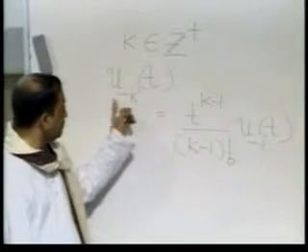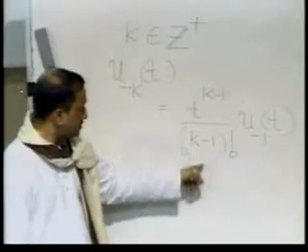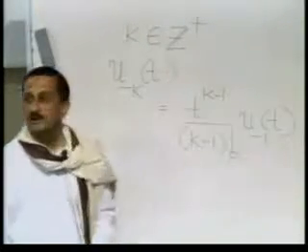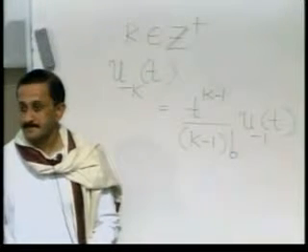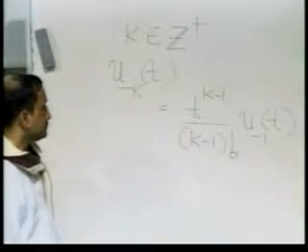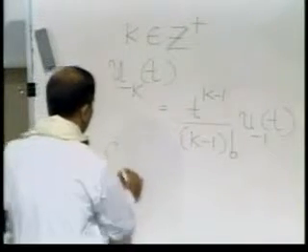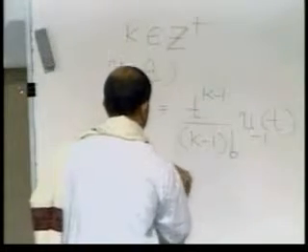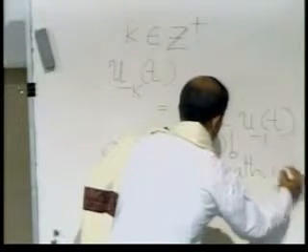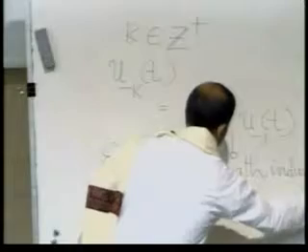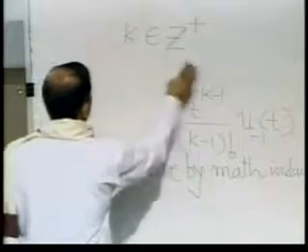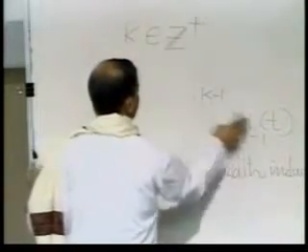To take an example, u minus 2 t is just t times u minus 1 t. All right? So we can prove this. I leave it to you as an exercise to prove by mathematical induction. So this is so much for the positive side, or the upward side.